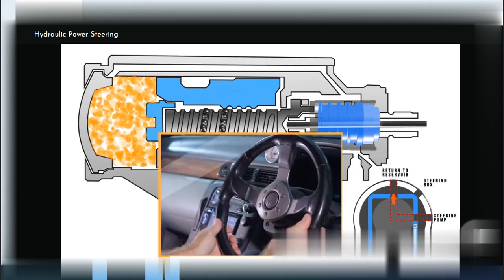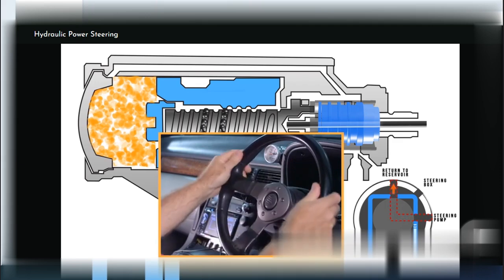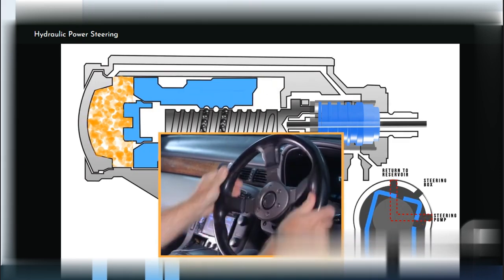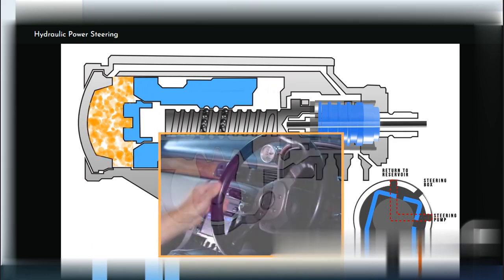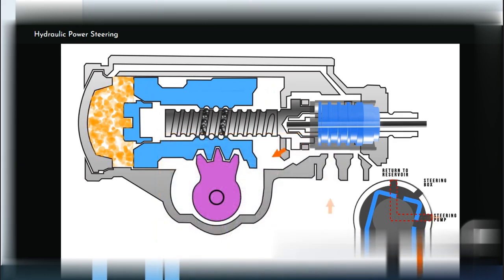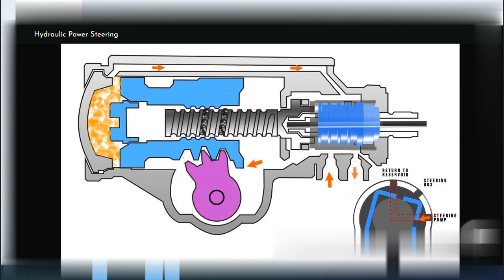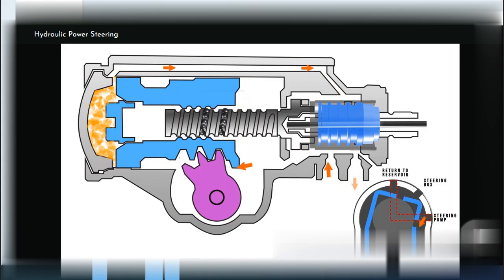Rotating the steering wheel in the opposite direction reverses the fluid flow from the control valve. Fluid exits the valve and is applied to the opposite side of the power piston. The control valve then allows fluid from the low pressure side of the power piston to return to the steering reservoir.